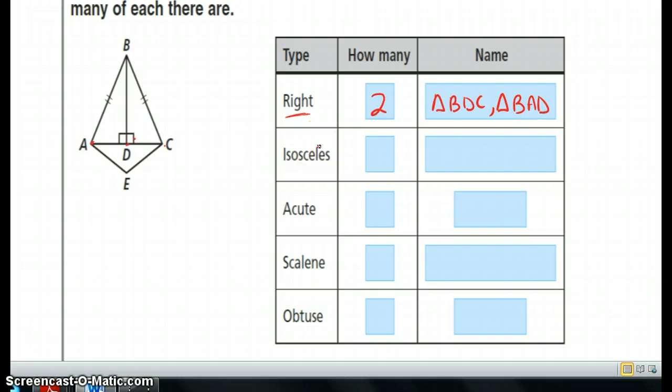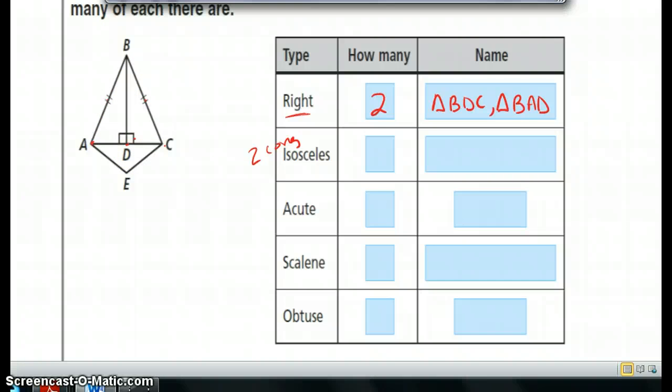Let's look for an isosceles triangle. Now, an isosceles triangle has two congruent sides. So, do we see a triangle that has two sides that are equal? Well, I see slash marks here, and I see slash marks here. So, these two sides are equal. So, if I look at my triangle like this, there is an isosceles triangle. And now I'm going to see only one that they've marked for us. There might be another one there, but let's just look at the first one here.